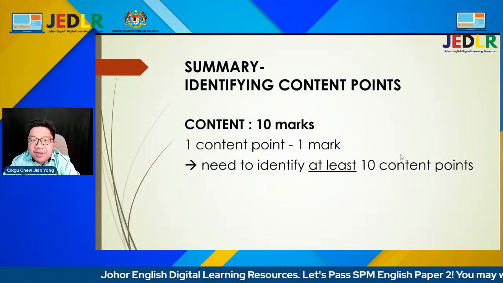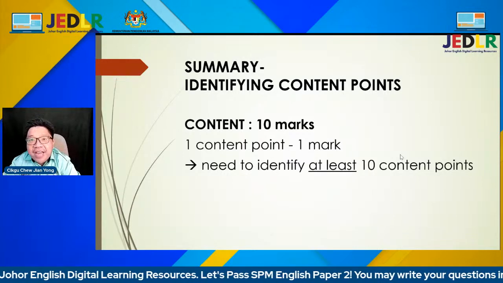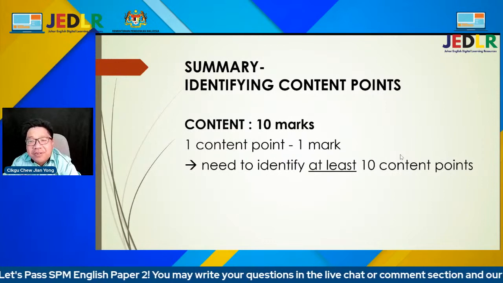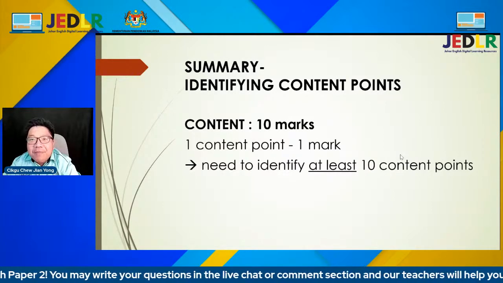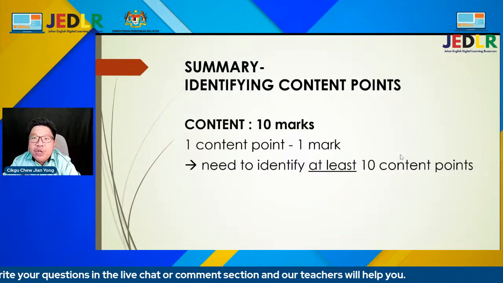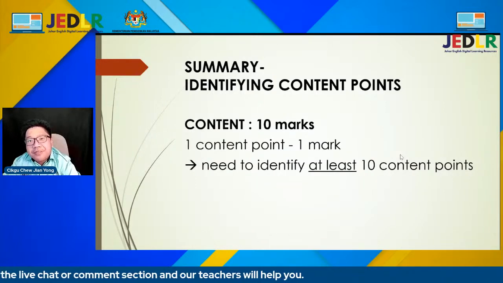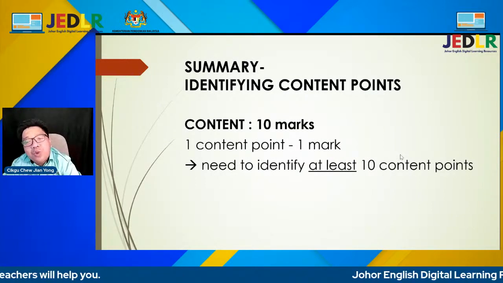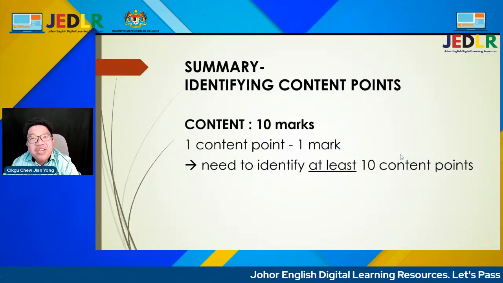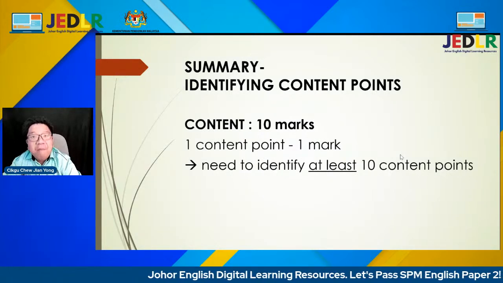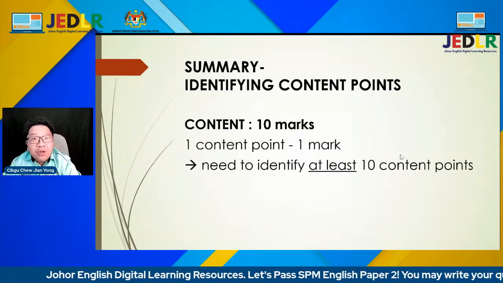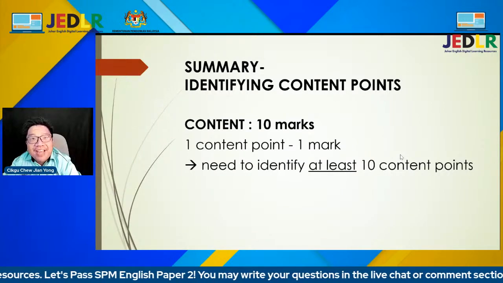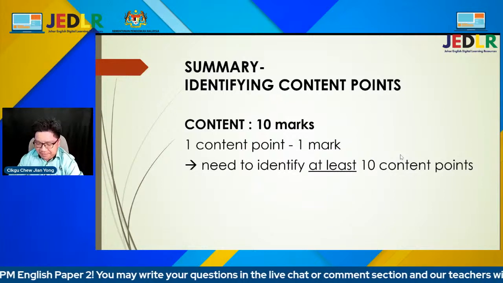If you can notice in the slide, I've underlined the phrase at least. Why do we need to identify at least 10 content points? Because in every summary writing, usually there'll be more than 10 content points. So if you only identify 10, let's say if 1 or 2 are wrong, then you will lose marks. But if you identify more than 10, if 1 or 2 are wrong, you still have backup points. So that's the reason why you need to identify at least 10 content points.